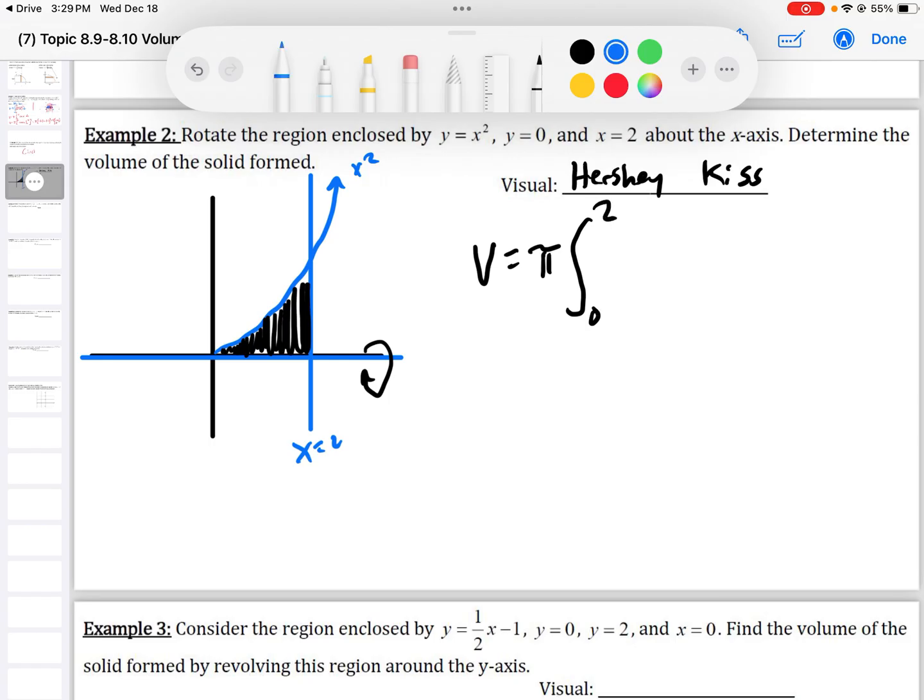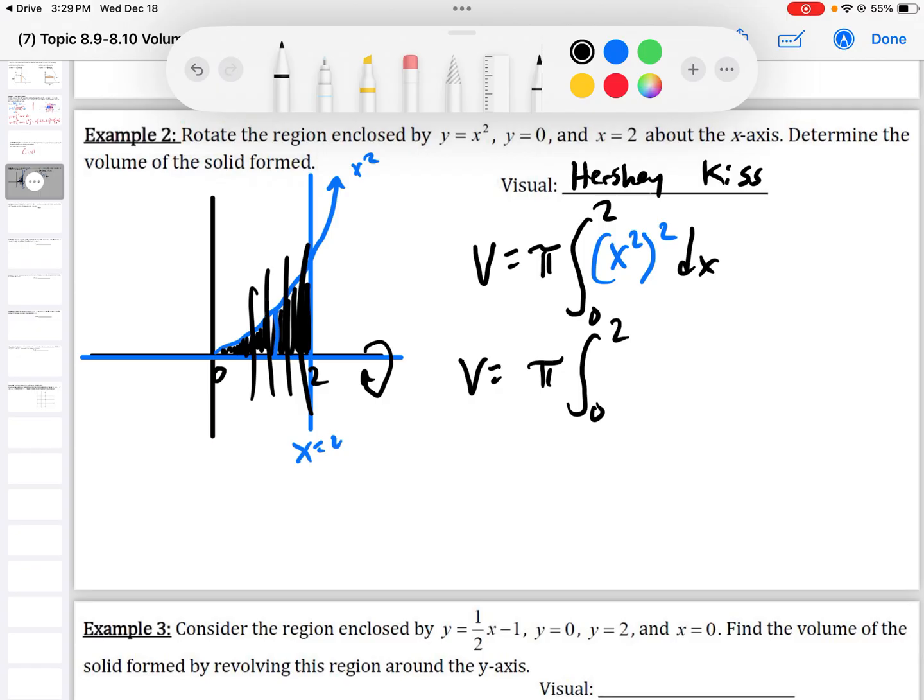The radius is just the function value. It's in terms of x, so this is x squared, squared. It's the radius squared dx. So the volume would be equal to pi from 0 to 2, because this is 0 to 2. Those are all my cross sections, of x to the fourth dx. The volume is equal to pi times, this would be x to the fifth times 1/5, evaluated from 0 to 2.